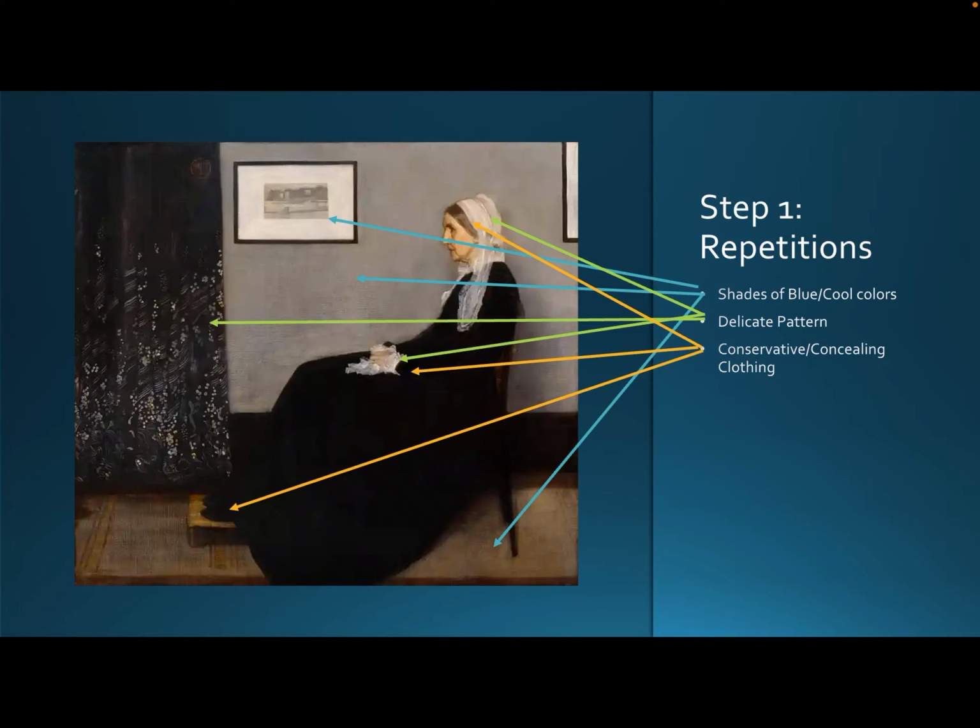And then you've got conservative or less revealing, more concealing kind of clothing. So, her head bonnet, her dress has long sleeves. You don't see much of her. Her shoes are barely visible, but even those are very concealing as well. So those are the pieces I found. Hopefully you found some of those, maybe something that's a little bit different. So those are the repetitions.